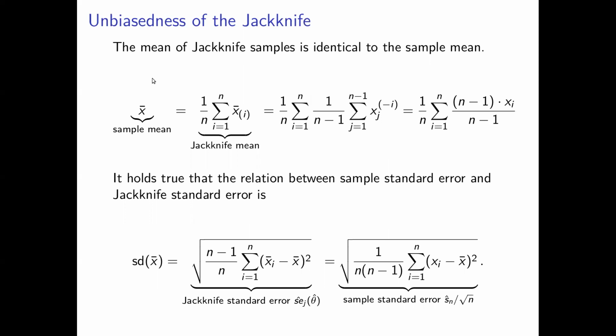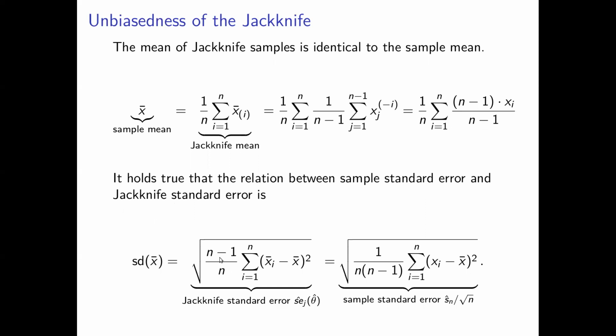The unbiasedness of the jackknife mean is basically given by this formula here. The sample mean is identical to the jackknife mean, which is the mean over all means of all jackknife samples. We can see this directly here, because each of the jackknife samples only has n-1 observations. Each of these means is calculated by 1 over n-1, and in each of these sums the specific value xi appears n-1 times, and therefore this cancels out, and finally we arrive at the original sample mean.